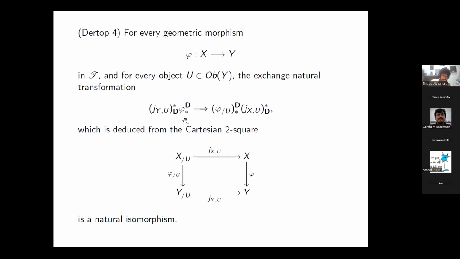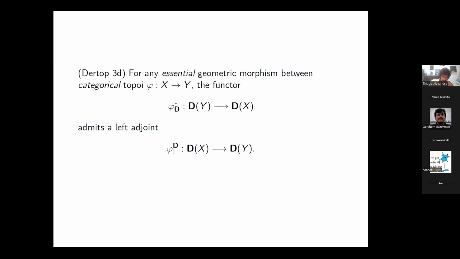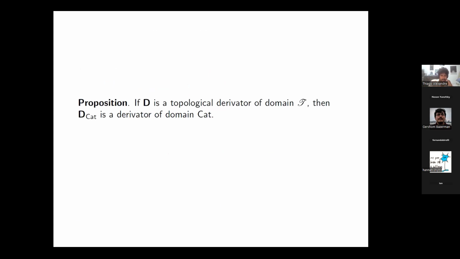And the fourth axiom is just the Beck-Chevalley condition. So these are the axioms of right topological derivators, precisely the axioms I presented before, but now I drop the condition of being essential geometric morphisms between categorical toposes. I drop essential and categorical for geometric morphisms between toposes.